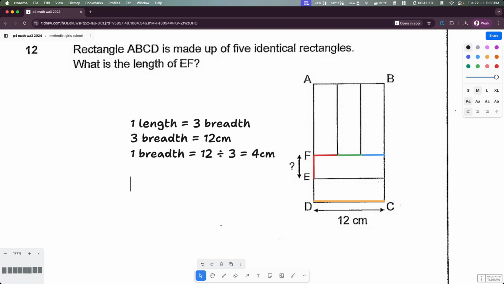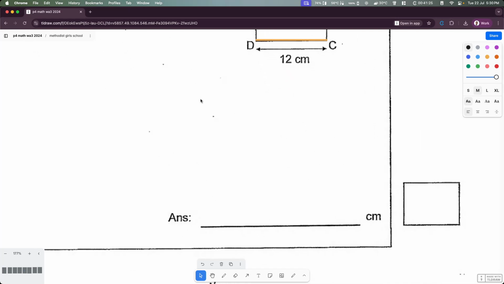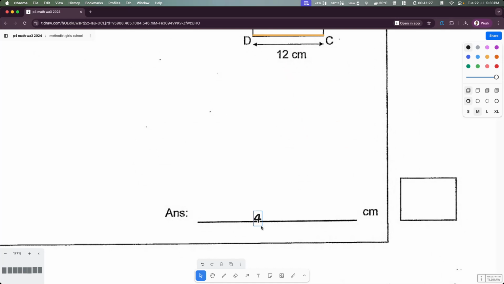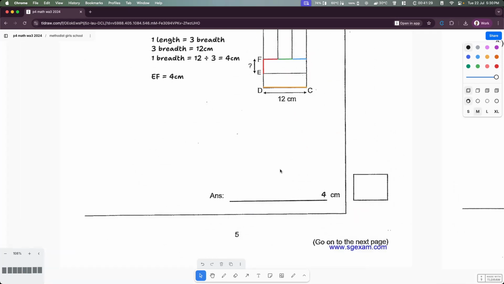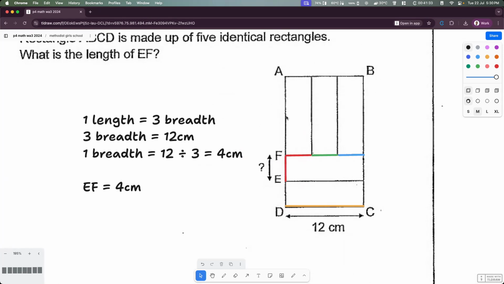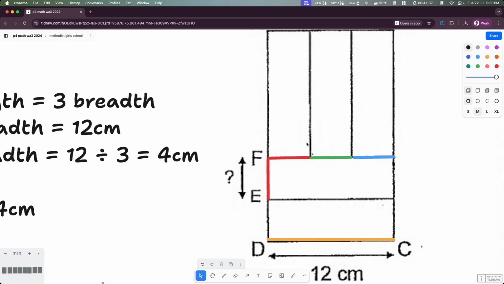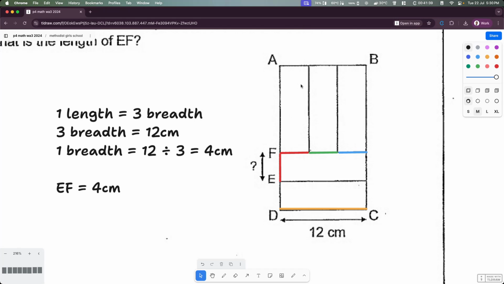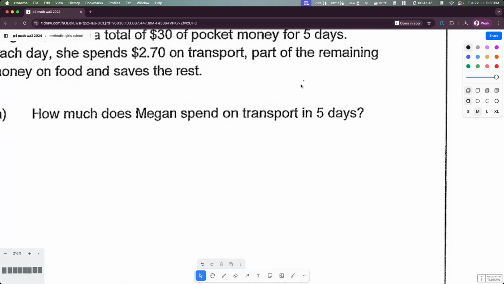And E and F, what is the length? Is equal to 4 centimeters. That's it. The answer here is 4 centimeters. Ta-da! There you go. So if you have practiced these kind of questions, you probably can get it. If not, then hopefully this gives you a better understanding on how to solve this kind of questions. Okay, let's move on to the next question.